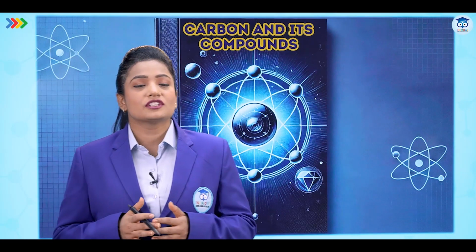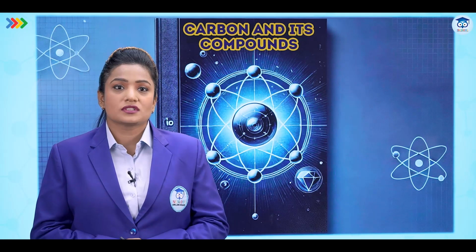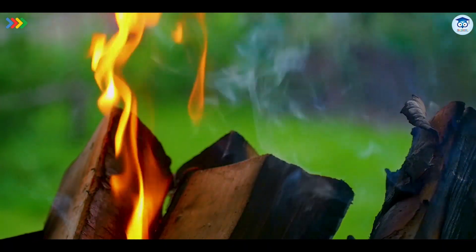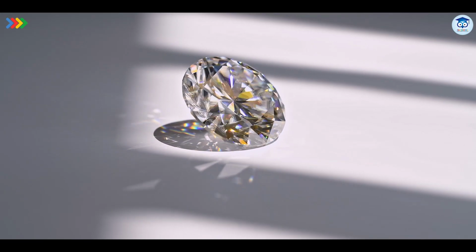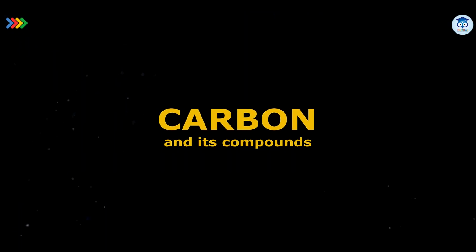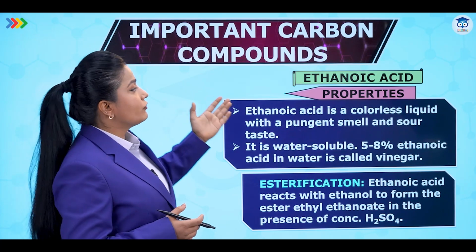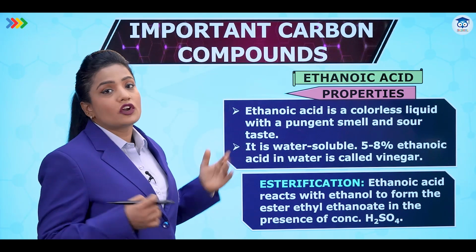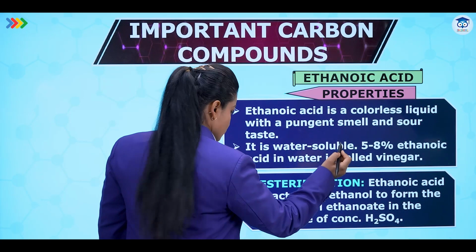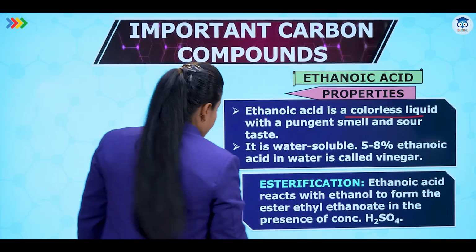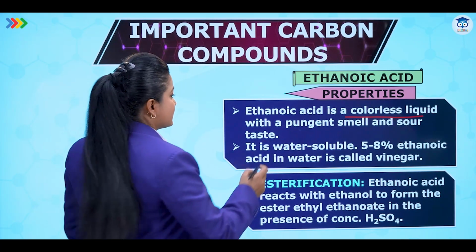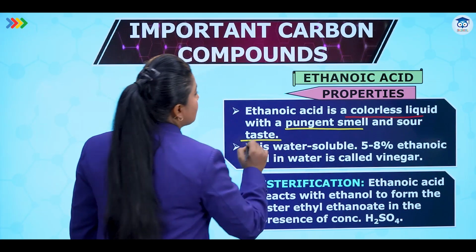Today we will be continuing with the chapter Carbon and its Compounds. So let's try to understand what we did and some more properties about ethanoic acid. Ethanoic acid is a colorless liquid with a pungent smell. That means the smell is very different, characteristic. It has a pungent smell and a sour taste.